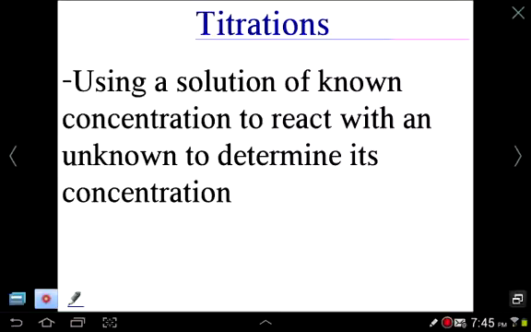But essentially what you're doing, you have a known solution, and using that known solution, you try to determine an unknown solution. And we're trying to determine the concentration of the unknown. So if I know a known concentration of acid, I can then find out an unknown concentration of a base. Extremely important technique, and we'll introduce it here. We're actually going to perform a lab using this technique.